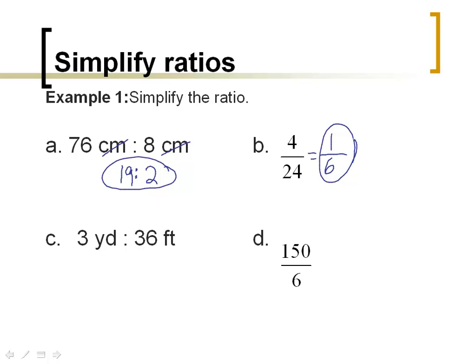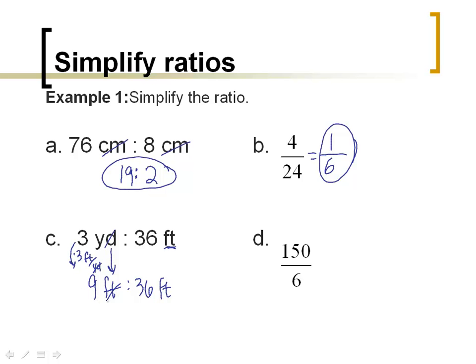C, I've got yards and feet. Now those are different units, so the easiest way to make them just the same is to ask yourself, well, which one is smaller? Feet we know is smaller, so I want to change yards to feet. So I'm going to keep this one 36 feet. I'm not going to change that, but I want to change from 3 yards into feet. And if you think about it, for every yard, there's 3 feet. So I'm going to say 3 yards times 3 feet per yard. And my yards cancel out, and just leaves me with 9 feet. So I have 9 feet to 36 feet.